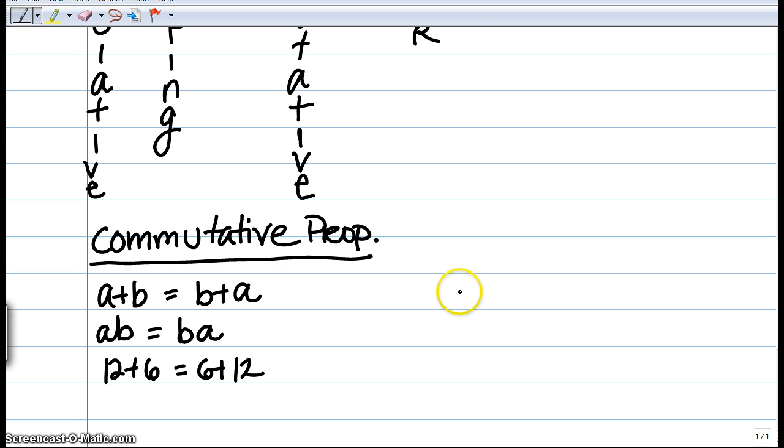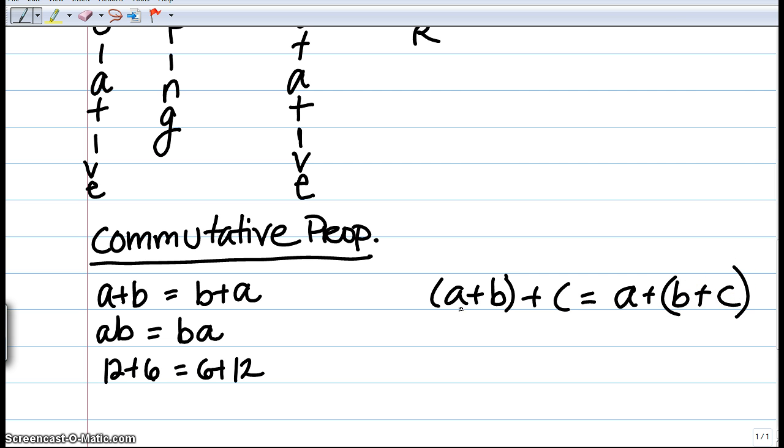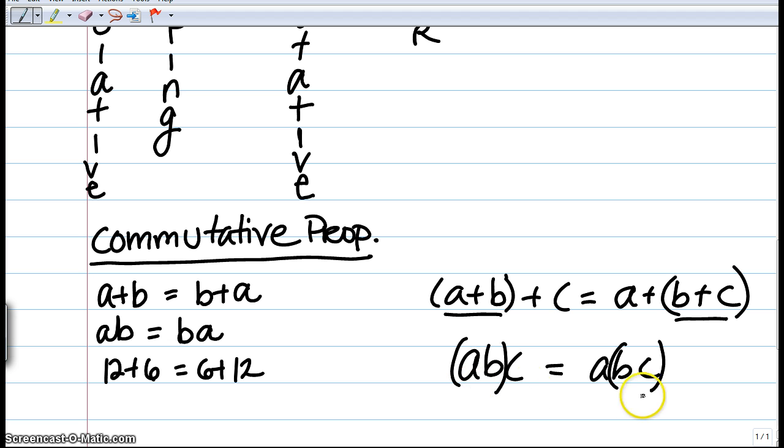Now, if you had something like A plus B plus C, and A plus B plus C with different parentheses, if you notice, I have A plus B here and B plus C, and what I'm changing is the grouping. What's being grouped is different. Same if you had A, B, C, and you grouped A, B first, and then B, C second. What's being grouped together has changed, so this makes it the associative property.